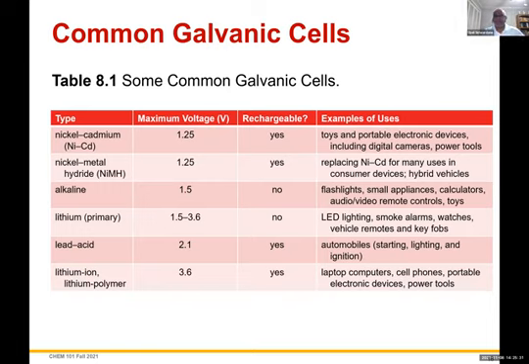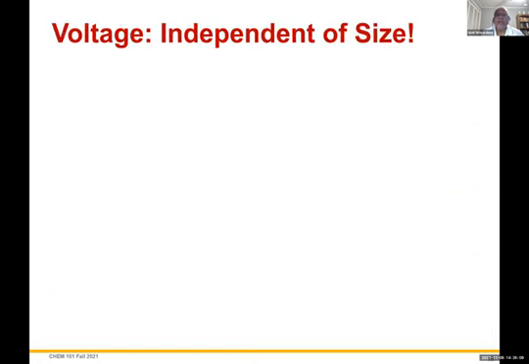If somebody asks you what the chemicals are in a nickel metal hydride battery: nickel and metal hydrides. Nickel cadmium batteries: nickel oxide and cadmium. Lithium batteries: lithium hydroxide. Alkaline batteries: manganese dioxide and zinc. Lithium-ion batteries: lithium ions and polymers. Lead acid batteries: lead and lead dioxide. So we're going to look into these again.